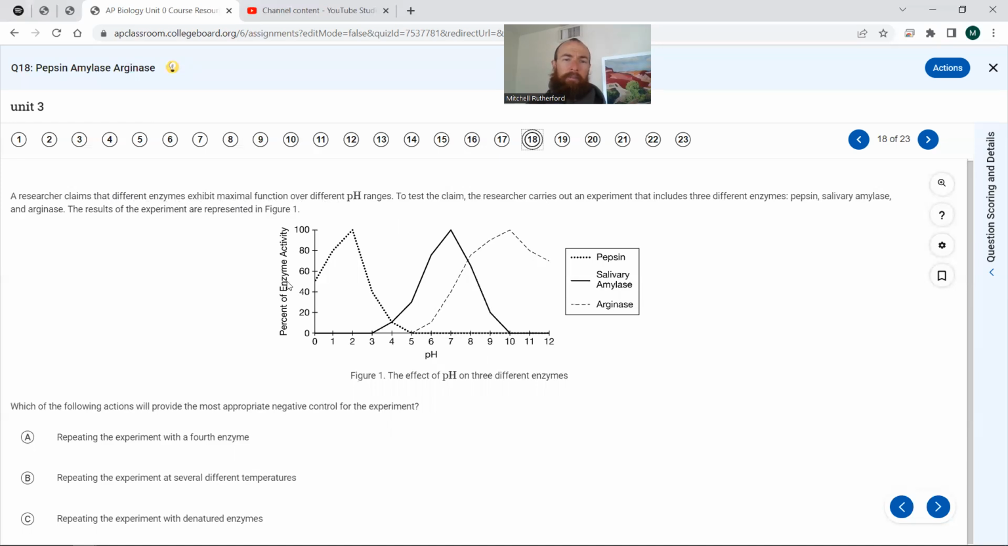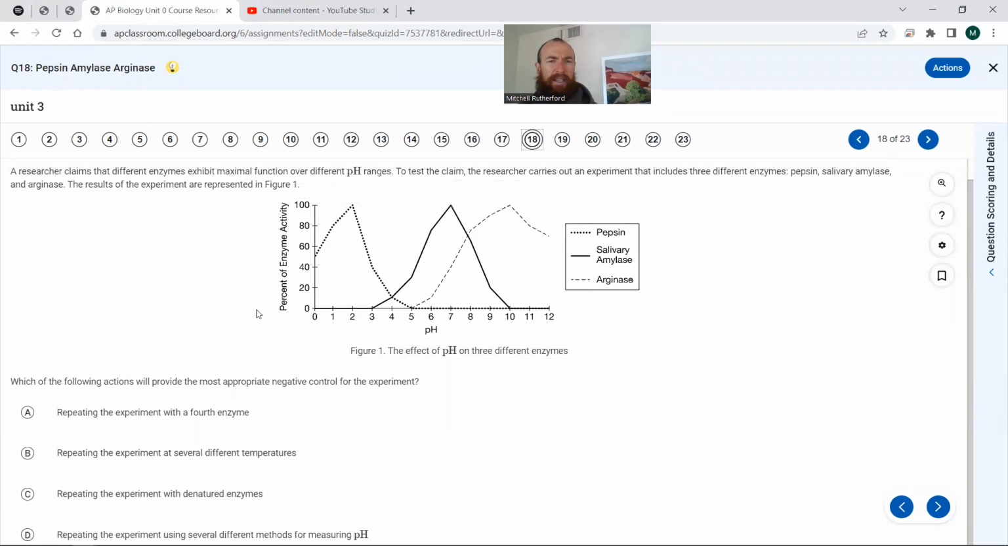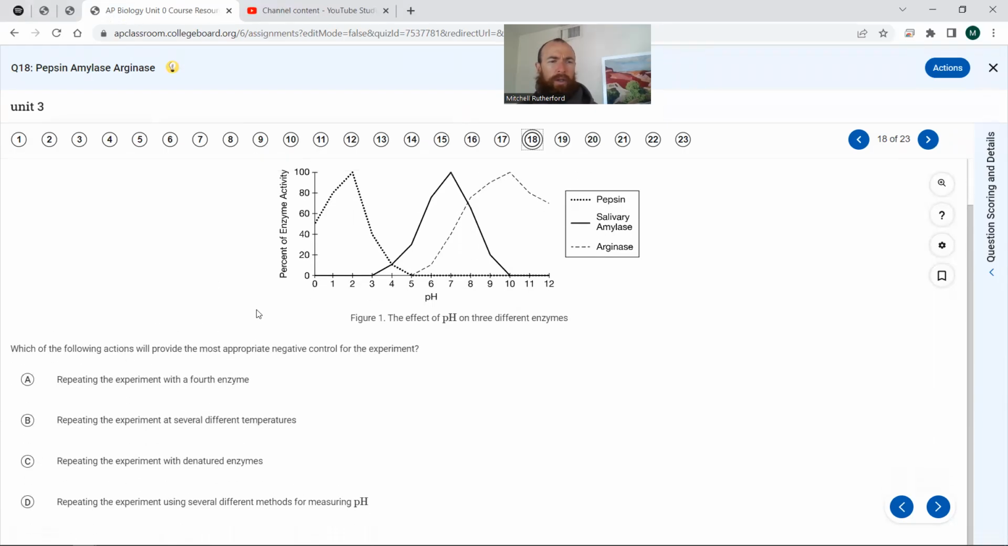Okay. And it looks as though they're comparing these different ones here over different pHs. The researcher cared to test the claim, 3 different enzymes. Okay, the results of the experiment there. So which of the following provides the negative control?